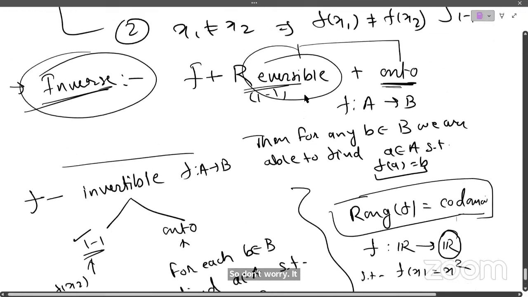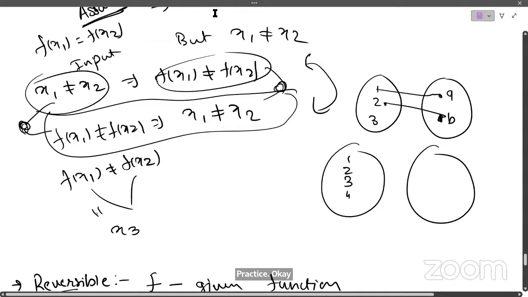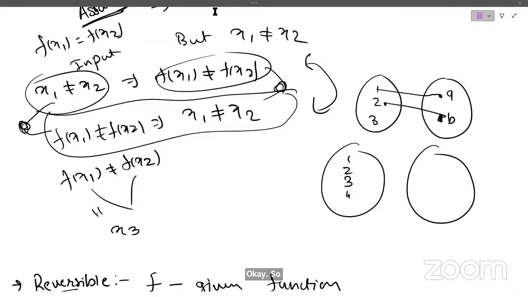Okay. Ma'am, can you share your document? Yes, ma'am. This PDF? Yes, ma'am. Is there any way to share in Zoom? I'll share.